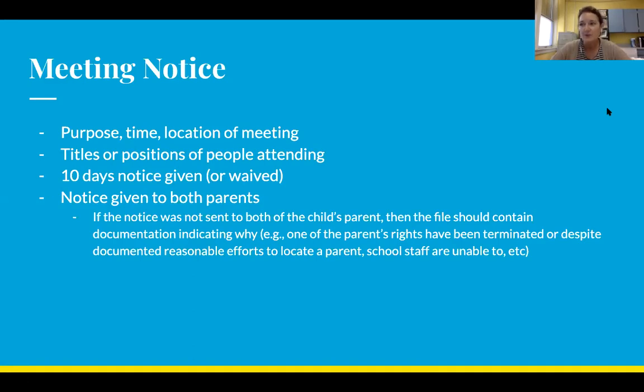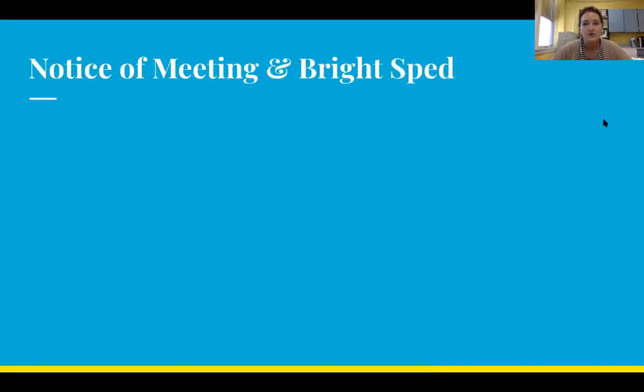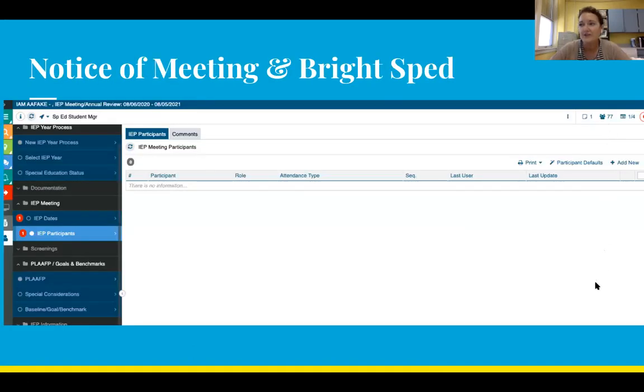The last bullet here, notice given to both parents, was probably the primary area of concern. So the first thing that you need to know about this is that if the notice was not sent to both of the child's parents, we have to have some justification for that. On the next slide, it shows you where we would put that justification.